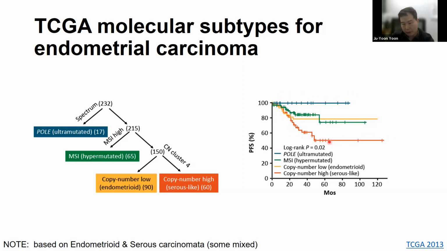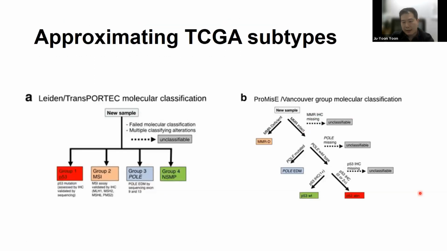And the worst prognosis was seen with the cases with copy number high profile, and this was called serous-like. Now, this is based on a combination of platforms, including whole exome sequencing, and no one does that in clinical labs, at least certainly routinely. So some groups have come up with ways to approximate these TCGA subtypes, or come up with these molecular classifications.